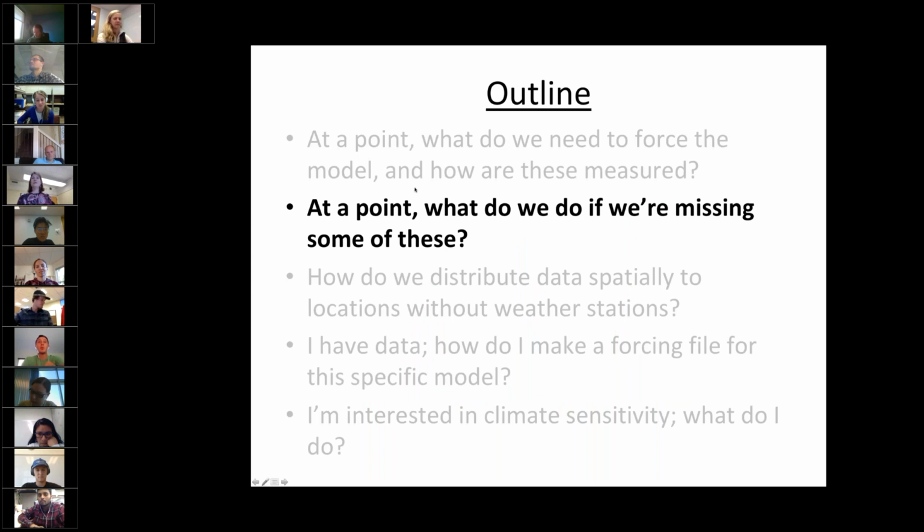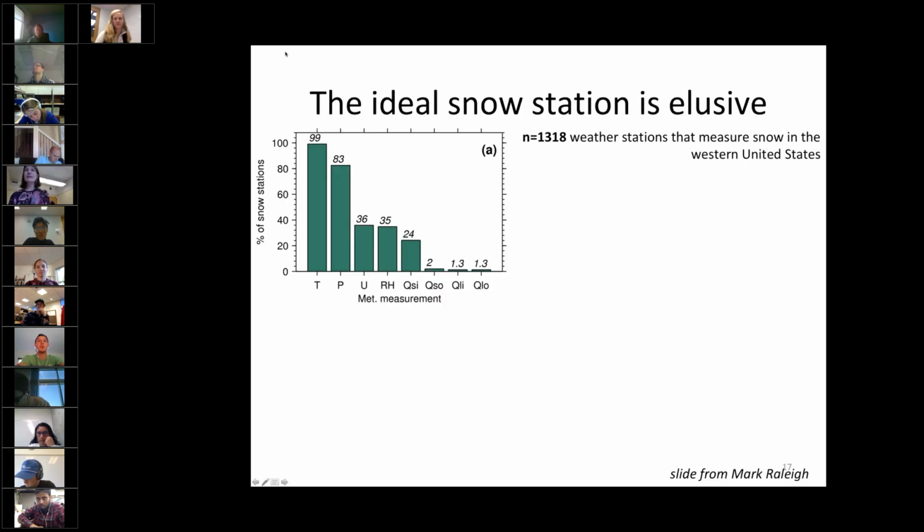All right, so we QC'd our data, and clearly we threw out some of it, right? So you're very likely, even if you thought you had a lot of metadata, to find out that you are missing some of your data. So let's go through some best practices of what you can do to make up some data. This is from Mark, who states that the ideal snow station is elusive.